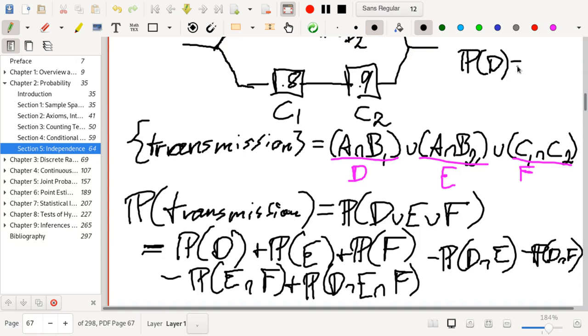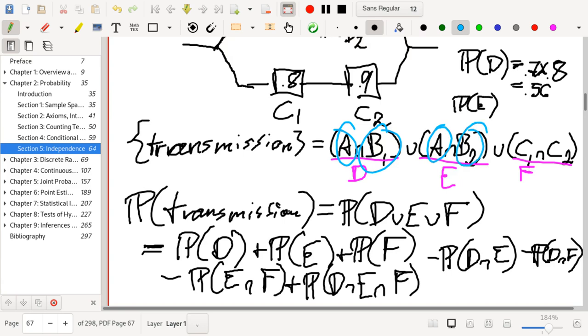So the probability of the event D, because it consists of independent events, is going to be the product of those events' individual probabilities. So that's the probability of A multiplied with the probability of B1, which is 0.7 times 0.8, which is equal to 0.56. The probability of the event E is going to be the probability of the events A and B2, which is equal to 0.7 times 0.9. And the probability of the event F is going to be the product of the probabilities of the events C1 and C2, which is 0.8 times 0.9.